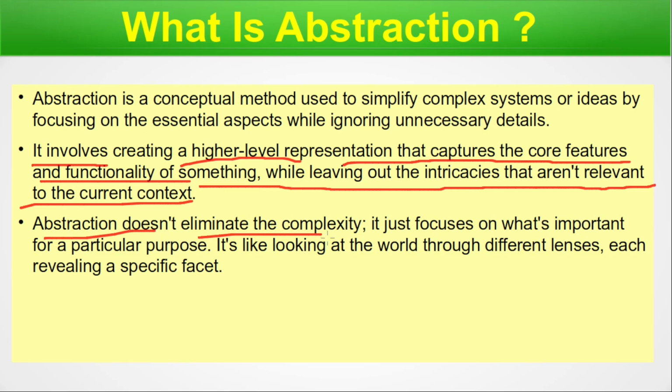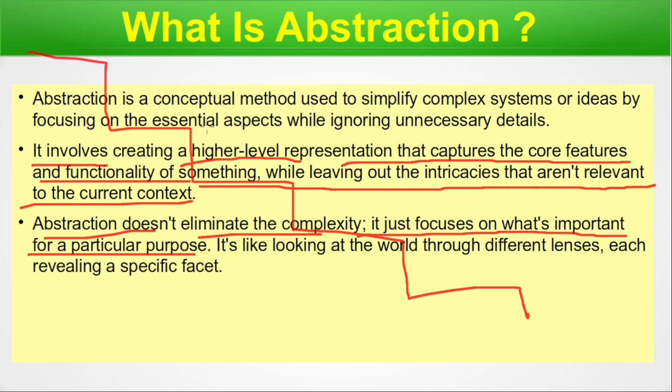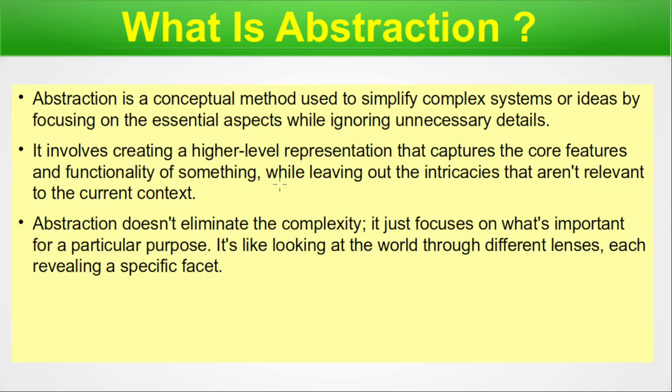Abstraction does not eliminate the complexity, it just focuses on what's important for a particular purpose. In the V-curve, there were multiple steps like this. Each step, what is important, is defined by that level's abstraction. So this is abstraction level 1, abstraction level 2, abstraction level 3. So these levels are all called abstractions. But abstraction at different levels of the V-curve means different things.